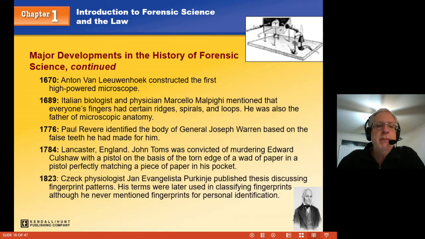We have the first high-powered microscope, microscopic anatomy. This is an interesting one from 1776 because that's an easy year to remember. And if you see 1776, it would be pretty obvious. Well, Paul Revere, that's a revolutionary name. There's actually a story about Paul Revere using the false teeth, partially wooden, of a man named General Joseph Warren. He actually identified the body based upon his teeth. And that's one of the first known identifications of a body based upon teeth, which is now very commonly used.